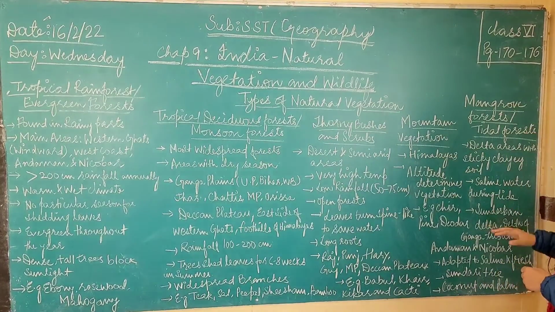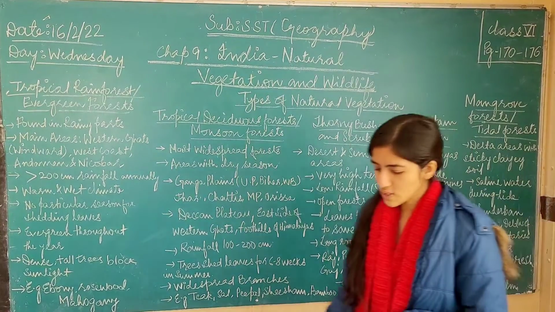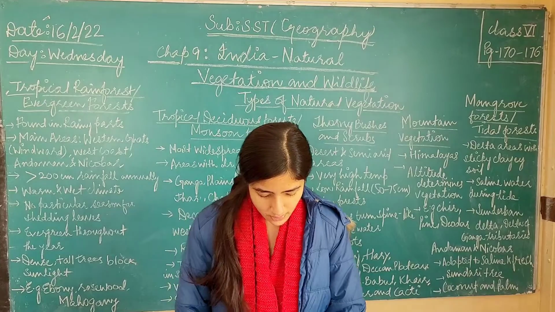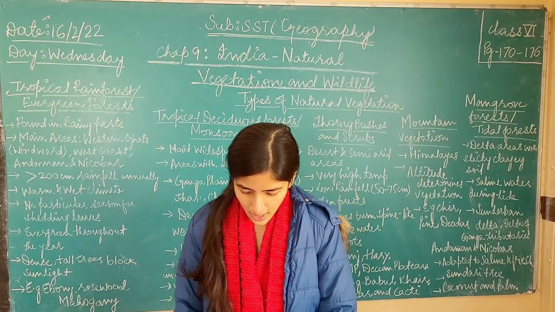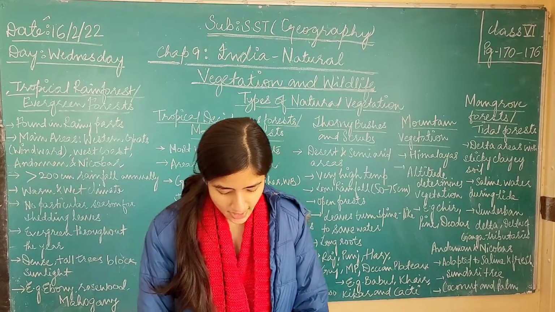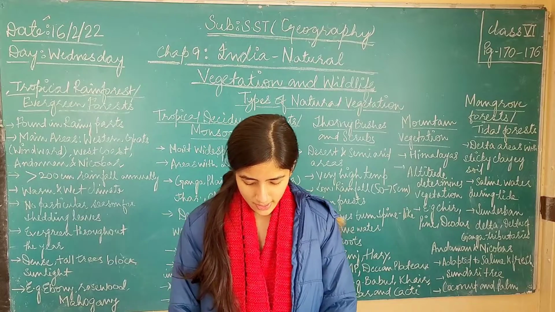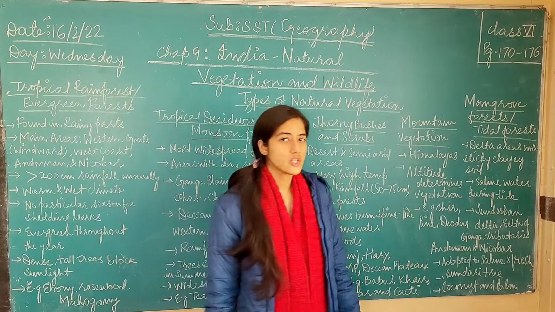So these trees are found in the Sundarban Delta and the deltas of Ganga tributaries. What are the tributaries where these forests are found? The tributaries are Mahanadi, Godavari, Krishna and Kaveri.